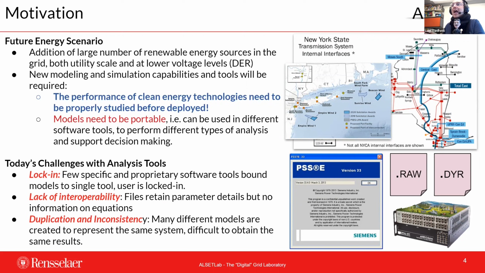Okay, lack of interoperability in that sense is not just that it's hard to move parameters around and descriptions of the network, but you don't really have a model unless you have the exact equations and how they are implemented to be able to get the same answer. And this leads to duplication and inconsistency. So many models are created that represent the system in different platforms, and it's extremely difficult to get the same results between two tools.